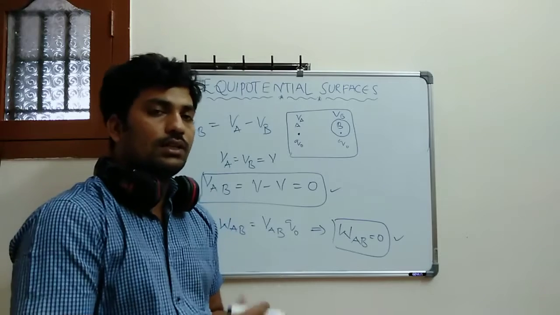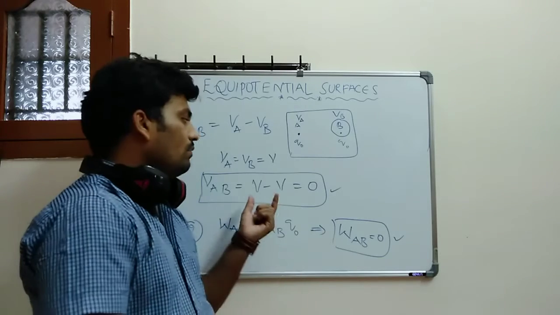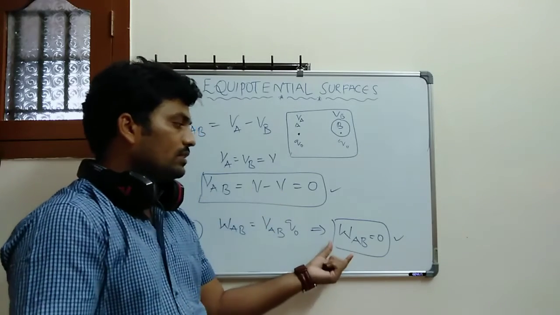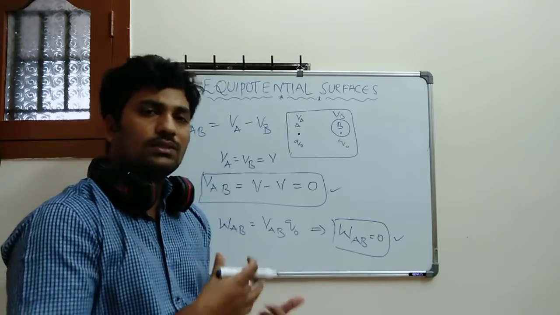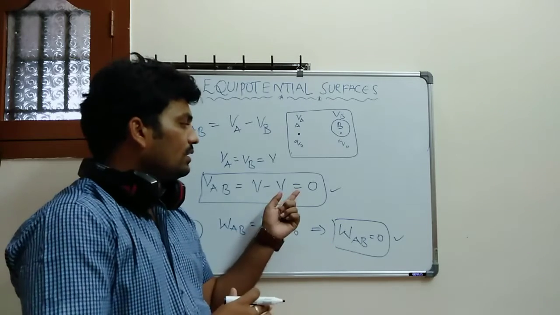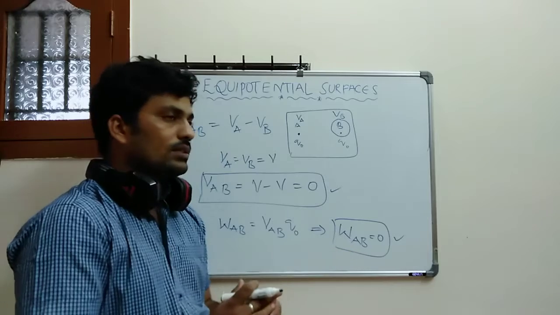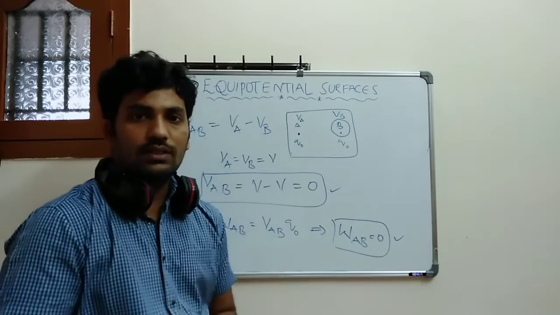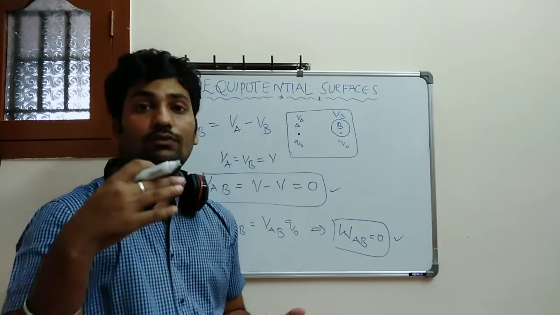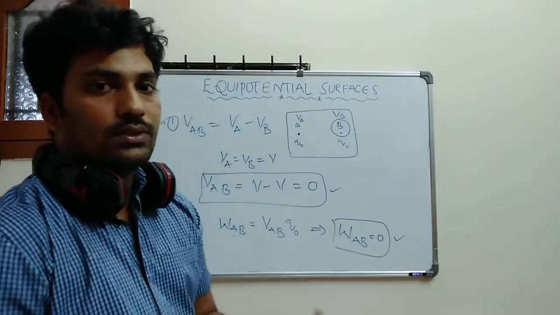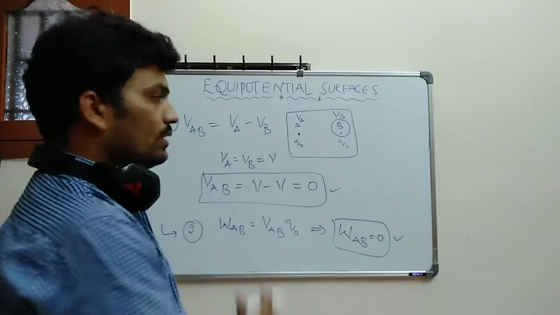Now we understood that the potential difference and work done are both scalar quantities, and here both become 0. But external work done is related to what here? The electric field. So that we are going to discuss. So take down the notes.